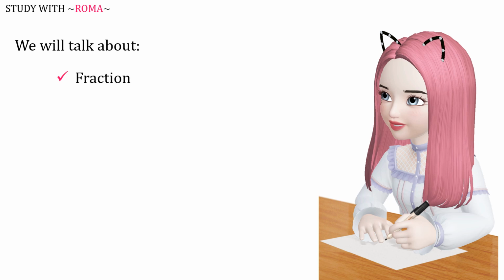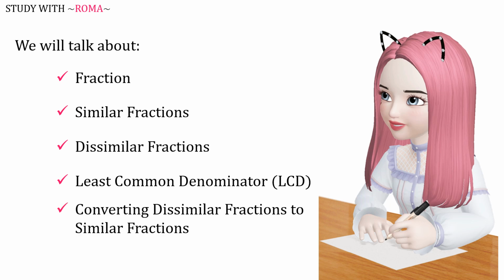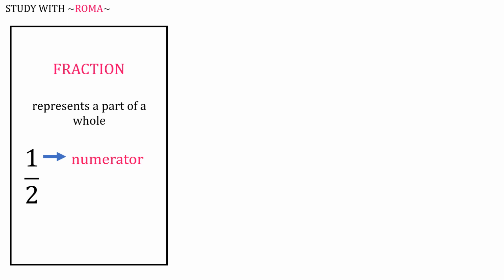We will talk about fraction, similar fractions, dissimilar fractions, least common denominator, and converting dissimilar fractions to similar fractions. Fraction represents a part of a whole. 1/2 is an example of a fraction. 1 is called the numerator, and 2 is what we call the denominator.